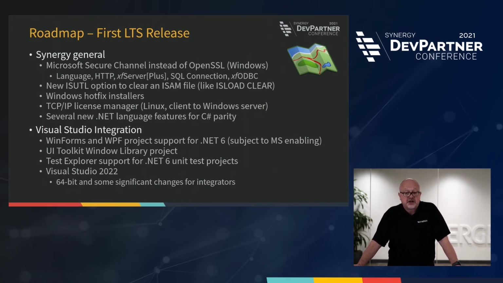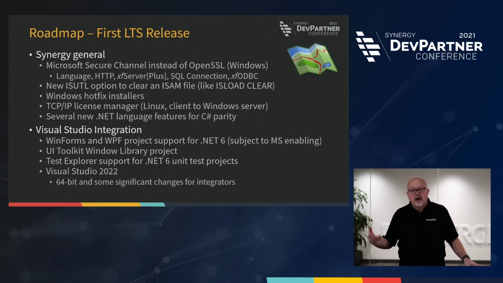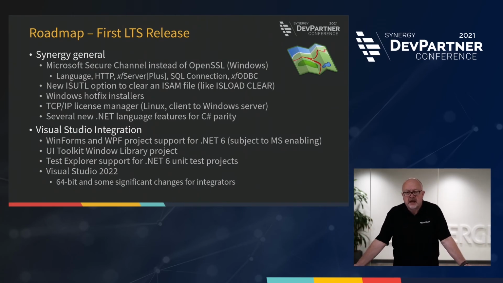It's one of the few things that ISUtil doesn't do that it really needs to. We're looking at the possibility of distributing Windows hotfixes as installers. So when we emergency provide you with a solution, we'd like to provide you with a runnable installer for that solution rather than a batch file and a zip file and so on. That may or may not make it into the first LTS. That's one of the things that might be in danger of slipping.